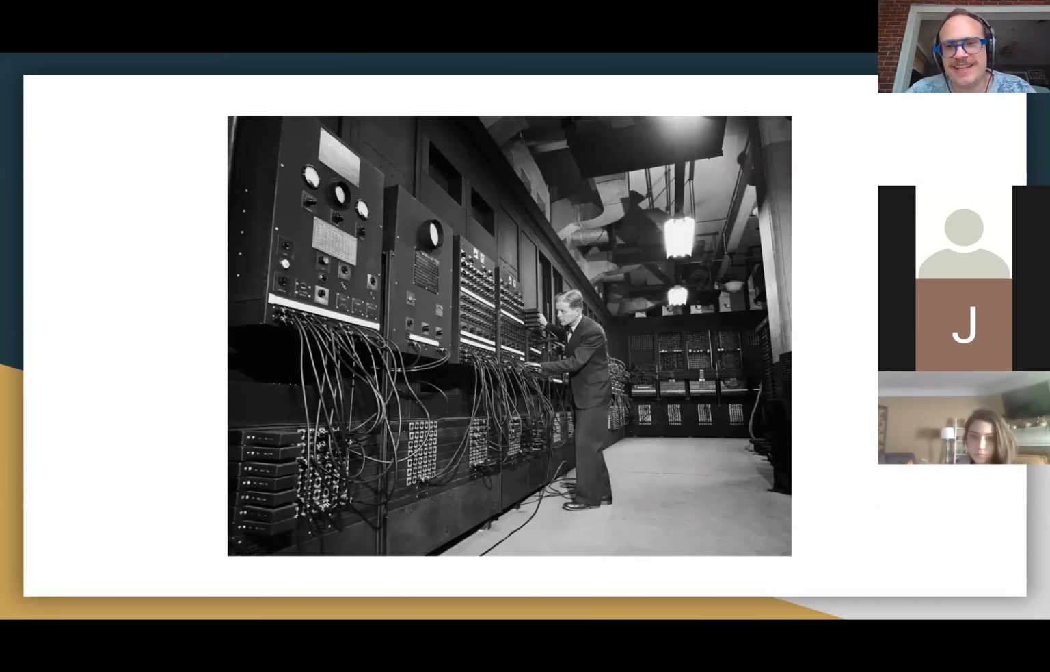Here's a really old computer. I think when I put this in the slide last year, I forget the name of it. It was one of the first computers ever invented. Now we've got keyboards.